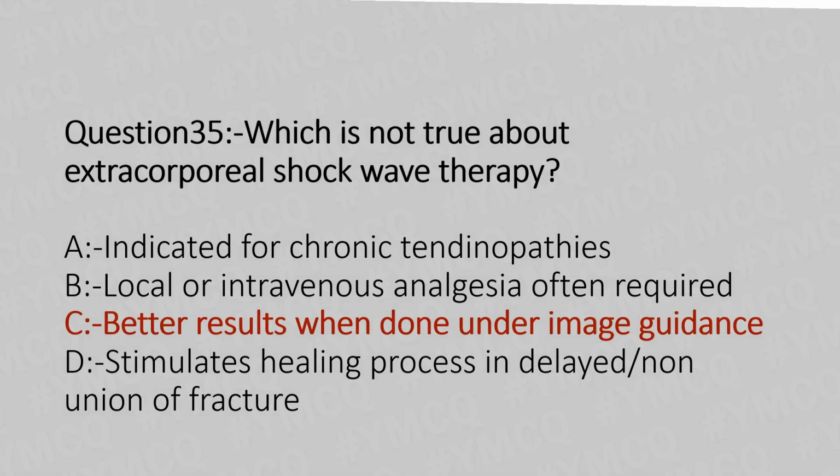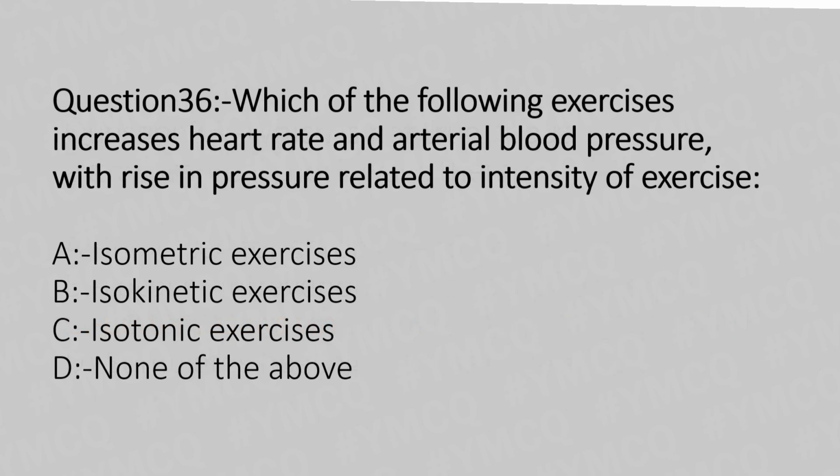Now let's move to question number 36. Which of the following exercises increase the heart rate and arterial blood pressure, with the rise in pressure related to intensity of exercise? Option A, isometric exercise. Option B, isokinetic exercise. Option C, isotonic exercise. Option D, none of the above. And the answer is option A, isometric exercise.